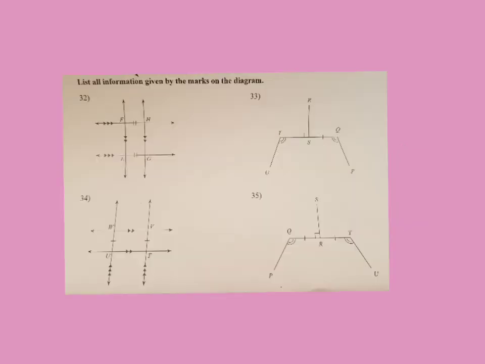So to finish this up, the last thing we got to do is list all the information given by the marks. Remember, I believe there's 3 bits of information every time. So in 32, the triangles like this, they remain parallel. So I'm going to put line FH. It's got to have a bar over it. Is parallel to line EG. It's got to have a bar with 2 arrows. They both got to have a bar with 2 arrows.